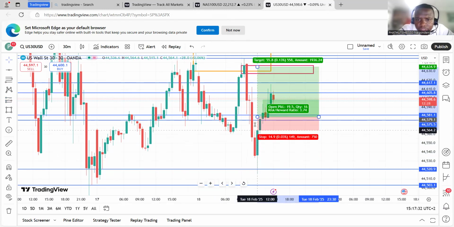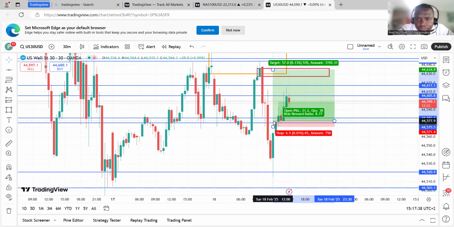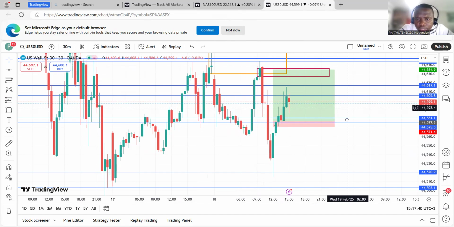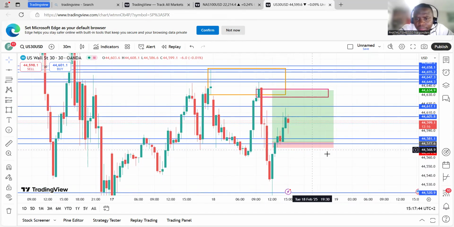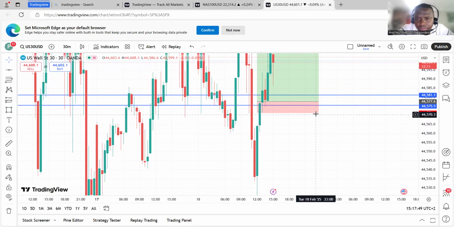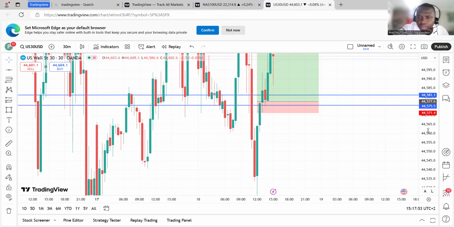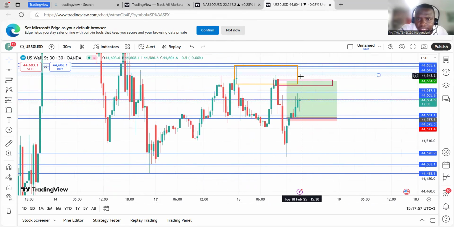Very, very small loss. If these guys come back here, I'm out. So for now, we are still in. They even came below this red area of ours, so we are still in on this trade. But if they pass here, guys, I know for sure we are buying.